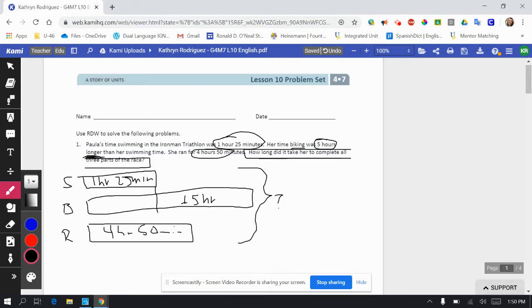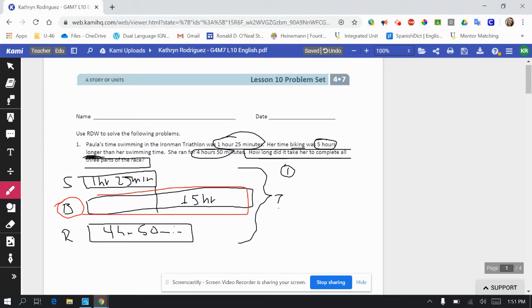All right. So first step, what would you do first? I'm going to figure out the biking first. So I'm going to borrow red here. The biking, this is going to be my first step. All right, so 1 hour, 25 minutes plus 5 hours. 6 hours, 25 minutes. All right, so she biked for 6 hours and 25 minutes.